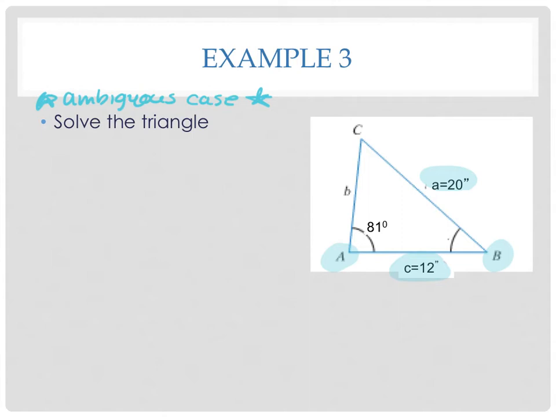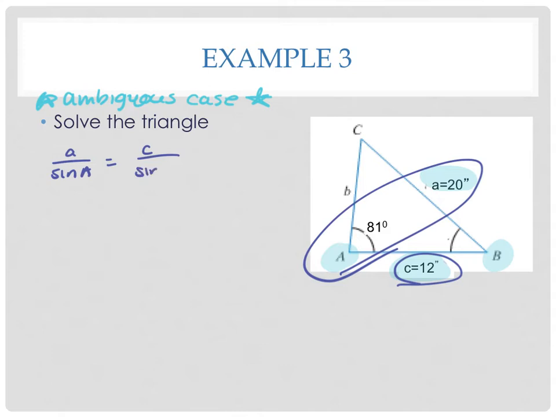So the first thing I'm going to do is I have one complete ratio, right? I have A. So I'm going to say A over the sine of A equals the other piece of information I have, which is side C, C over the sine of C. Now because this is ambiguous, I'm going to call this C1, the thing I'm finding, because I'm going to assume that there's two of them. So I plug in A. A is 20. The sine of angle A is 81. Side C is 12. And the sine of C1 is what we're going to find.